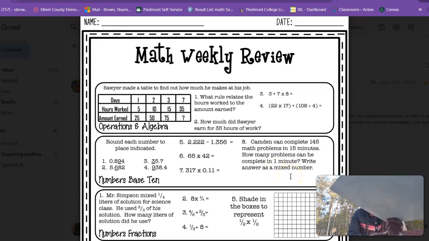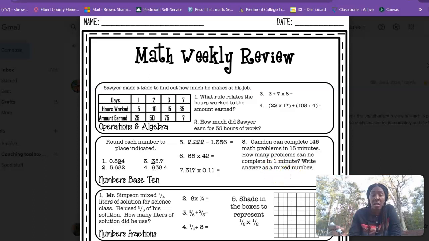But for the 317 times 0.11, so we got 317 times 0.11. You can really just pretend the decimals aren't there, and then when you get to your final answer, you could just put your 2 decimal places after your answer. So I'll show you.